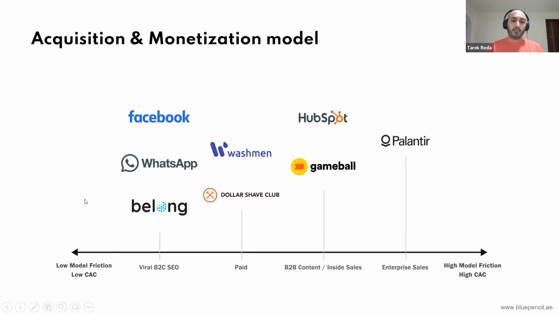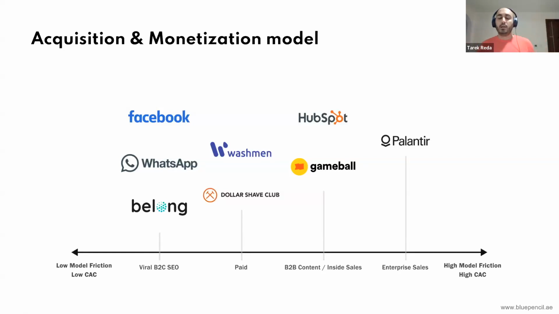For these types of companies, you're looking at things like Facebook or WhatsApp or Belong. These are all social network type companies. You'll see that these companies cannot tolerate a high CAC. They can only really work with low CAC. So the acquisition activities they would rely on mainly would be things like viral, B2C, SEO, for example. Word of mouth, viral, B2C, SEO, things that wouldn't have high CAC.